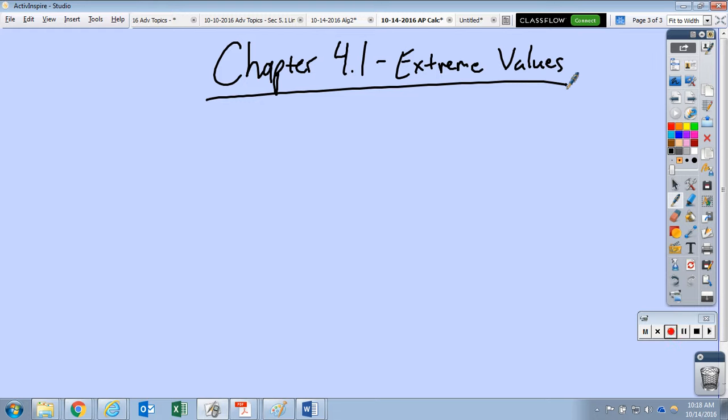But the theorem doesn't apply, and why does it not apply? Because it's not continuous. Very good. Exactly. It's not continuous, it's not differentiable either.